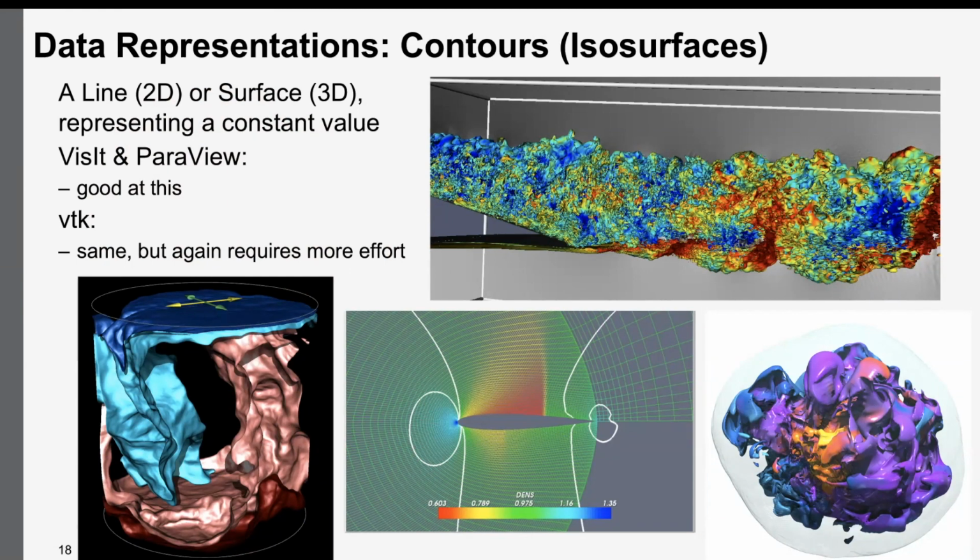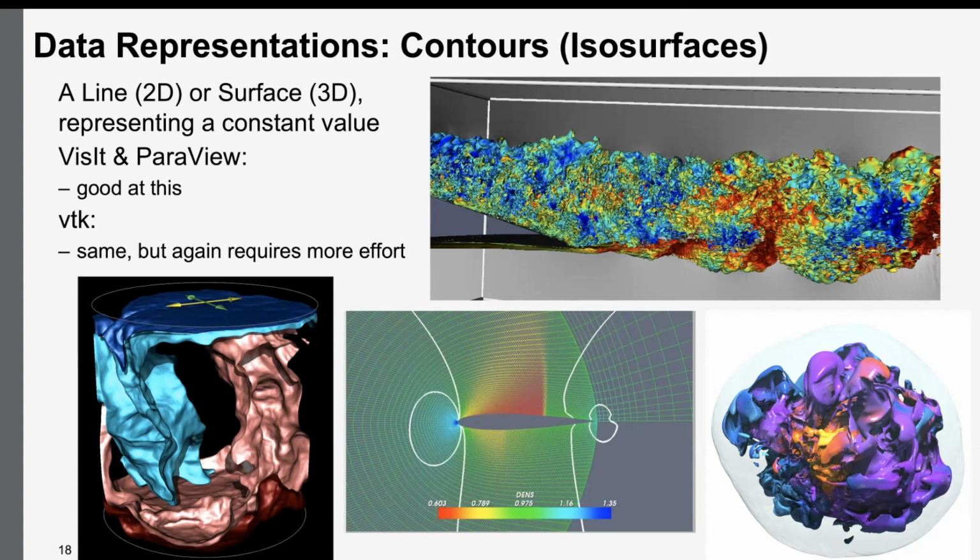Alternatively, if you have multiple fields in your data set, you can generate a surface based on one and then color it by another. So for example, in the upper right, we're looking at, I believe it's vorticity as the surface, and then I honestly forget at this point if it's temperature or some other value that's being projected onto that surface. So you can represent multiple fields with a single representation, right?